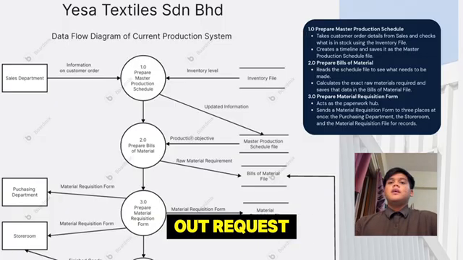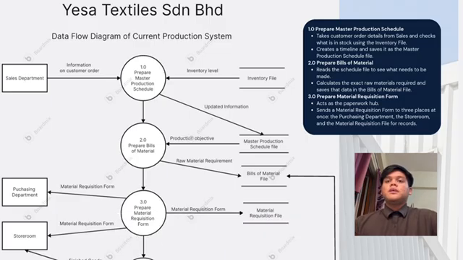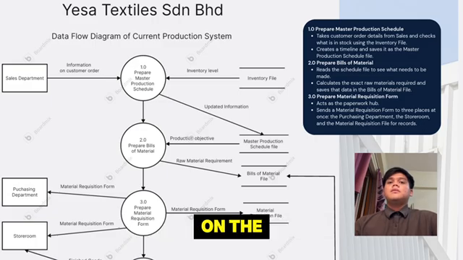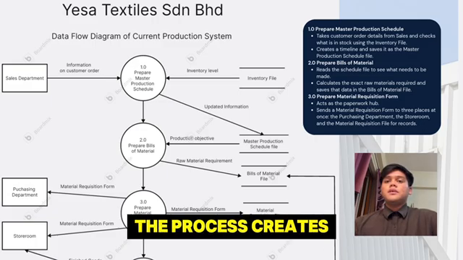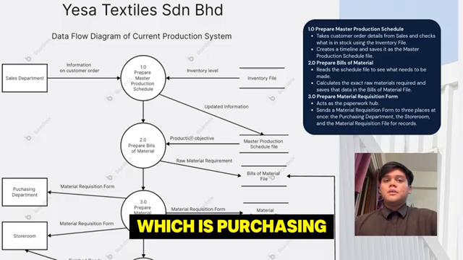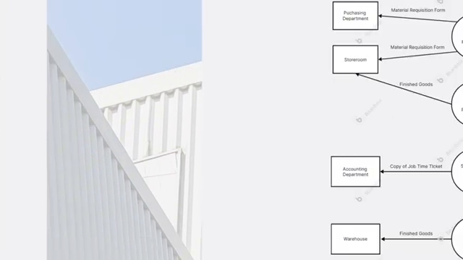Next is sending out requests. Finally, we have 3.0, where we prepare the material requisition form. I think of this as a paperwork hub. Based on the materials that we need, the process creates the material requisition form and sends it to 3 places, which are the purchasing department, the storeroom, and the material requisition file.